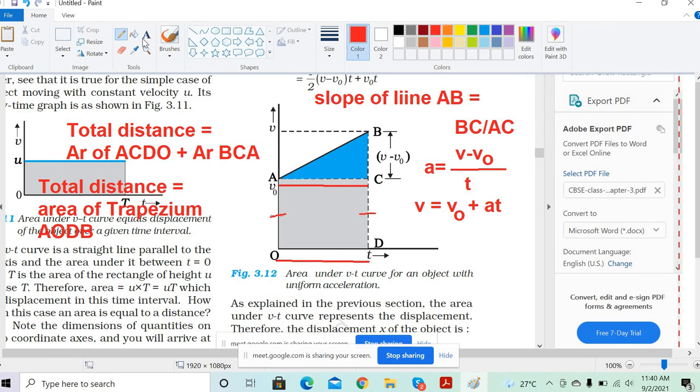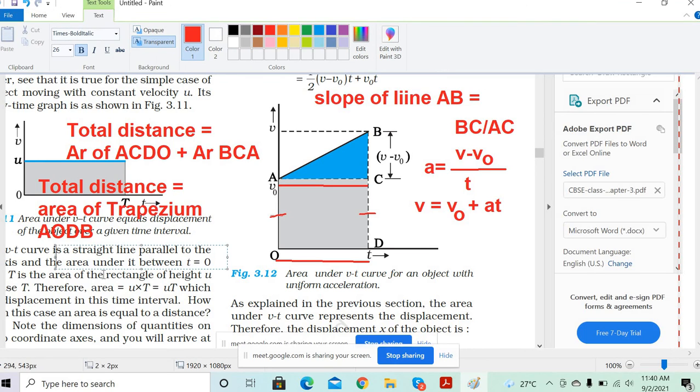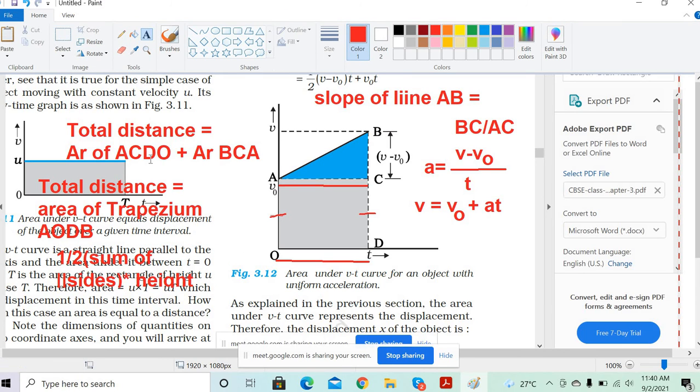AODB. So here we'll do that. You remember that it is half the sum of parallel sides into height, correct? That will also give you the distance. So here also you get one more equation. So basically three kinematic equations you will get. V square minus U square is 2AS, and here you will get S is equal to UT plus half AT square.